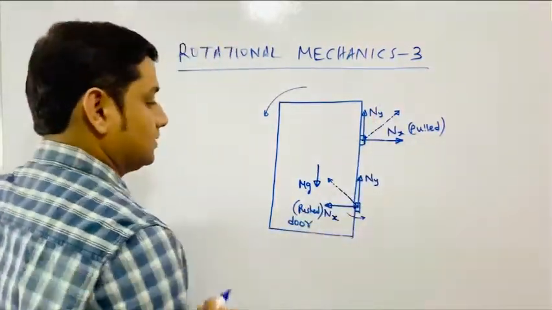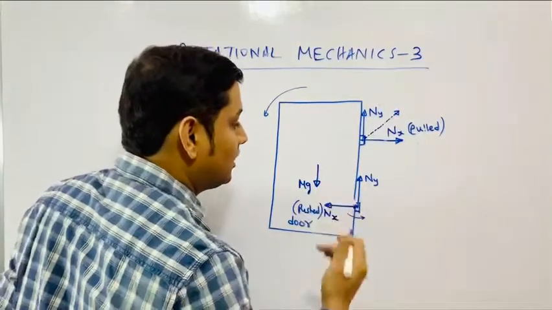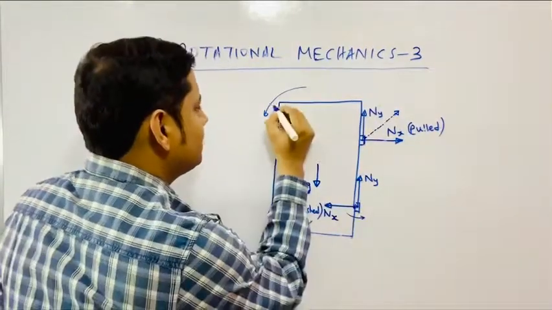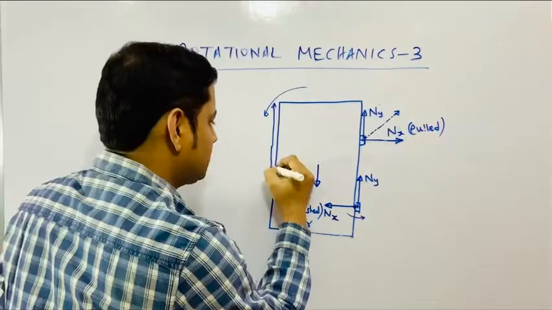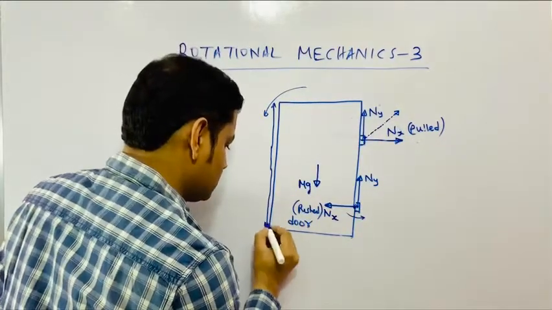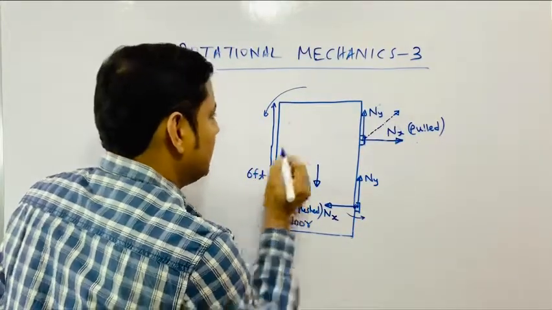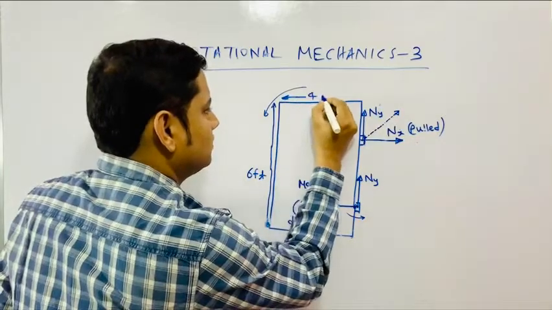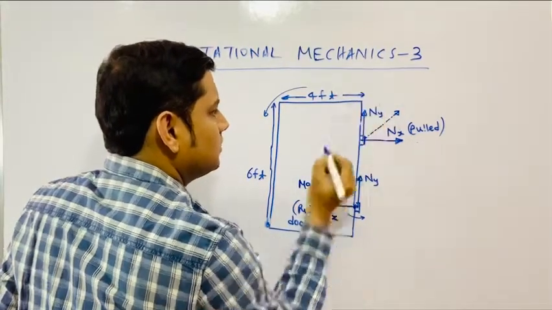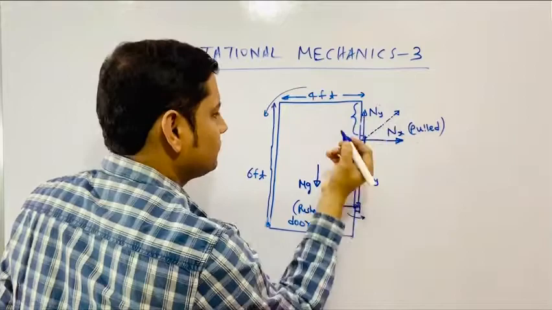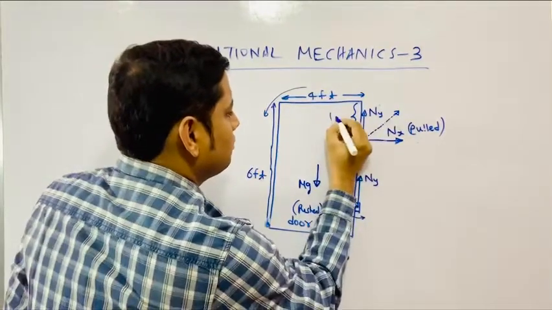Ny, first thing. Now, the question is how to get Nx and Ny. Imagine that this is 6 feet high. Imagine that this is 4 feet. Imagine that this distance is 1 feet.